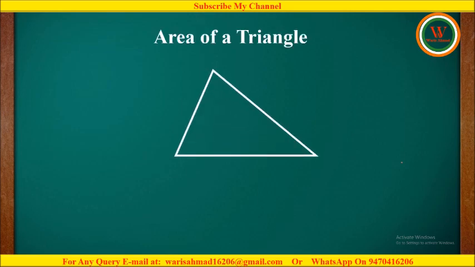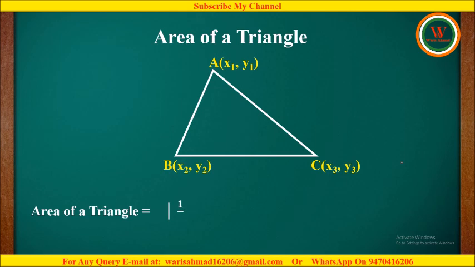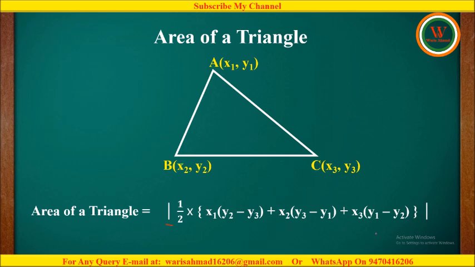Now the next topic is area of a triangle. Let us consider a triangle ABC in which the coordinate of point A is given x1, y1, coordinate of point B is given x2, y2, while the coordinate of point C is given x3, y3. To find the area of this triangle, we can use the formula: area of triangle equals 1 upon 2 into x1 under bracket y2 minus y3 plus x2 under bracket y3 minus y1 plus x3 multiplied by y1 minus y2. Whole value we have to put inside the mod.